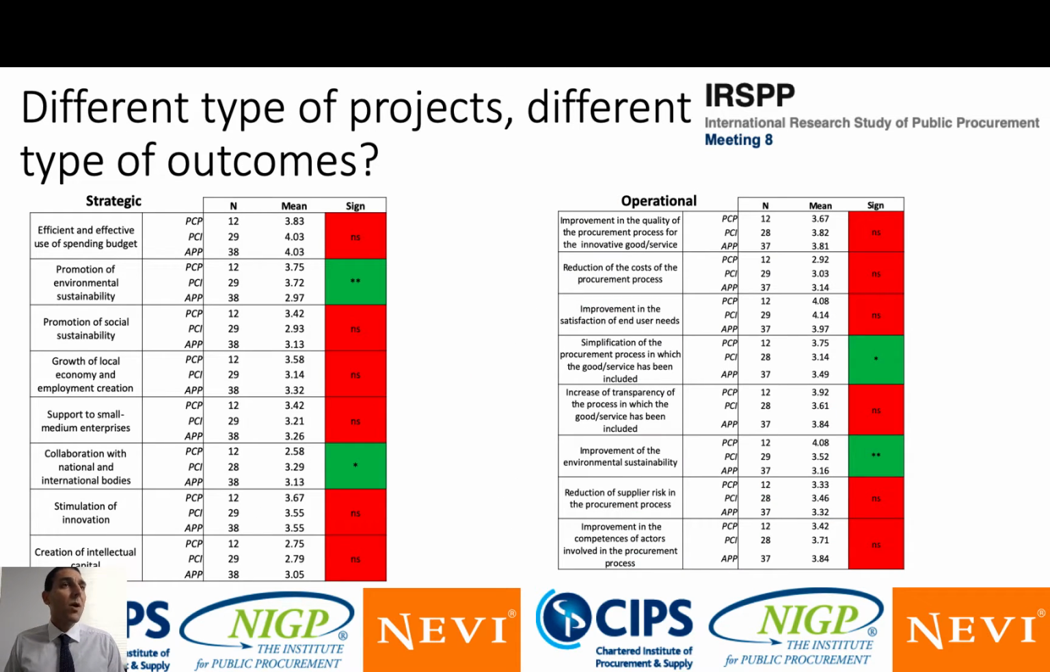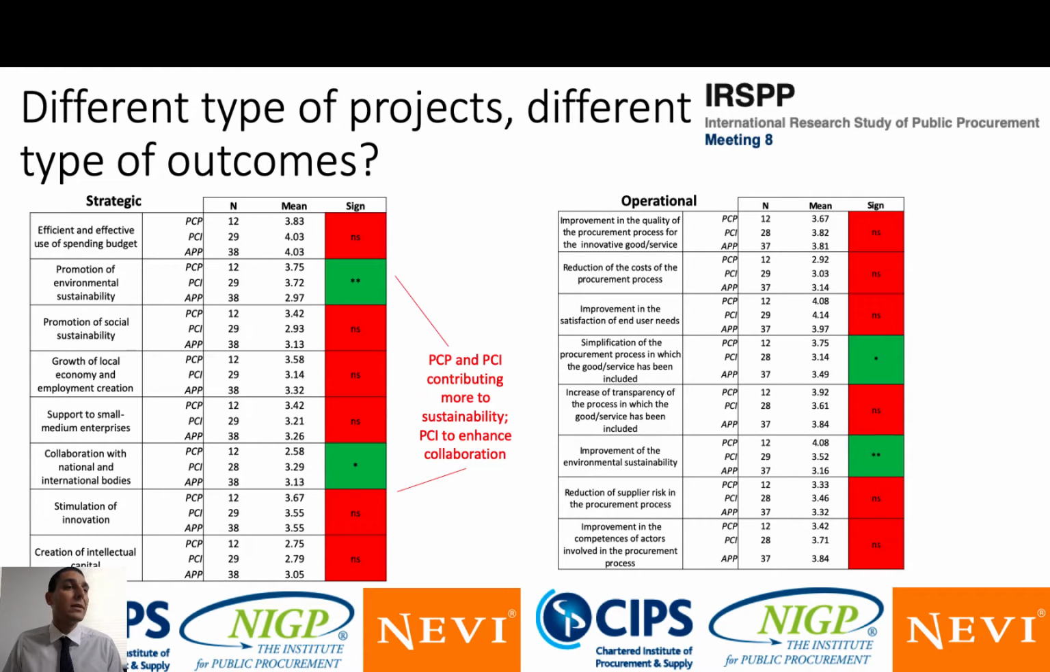Finally, another type of analysis that we wanted to carry out was to understand if different types of projects are associated with different types of outcomes. Again, as you may remember, we classified the public procurement projects in three different categories: pre-commercial procurement, procurement for the commercialization of the innovation, and adaptive public procurement. In these two tables, we analyzed if different types of public procurement projects classified in these clusters achieve different types of strategic and operational objectives. And as you can see from here, there is not too much difference.